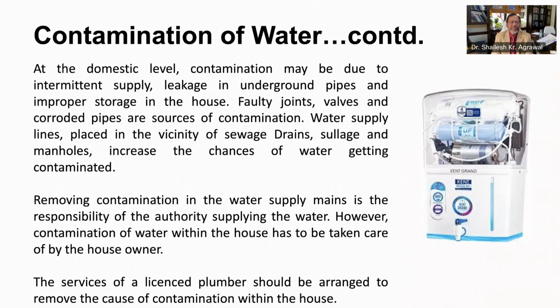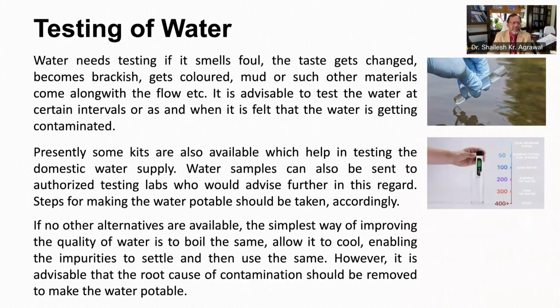Removing contamination in the water supply mains is the responsibility of the local authority supplying the water. However, contamination of water within the house has to be taken care of by the house owners themselves. The services of a licensed or experienced plumber should be arranged to remove the causes of contamination within the house. Water testing. Water needs testing if it smells foul, the taste gets changed, becomes blackish, gets colored, mud or such other materials come along with the flow, etc.